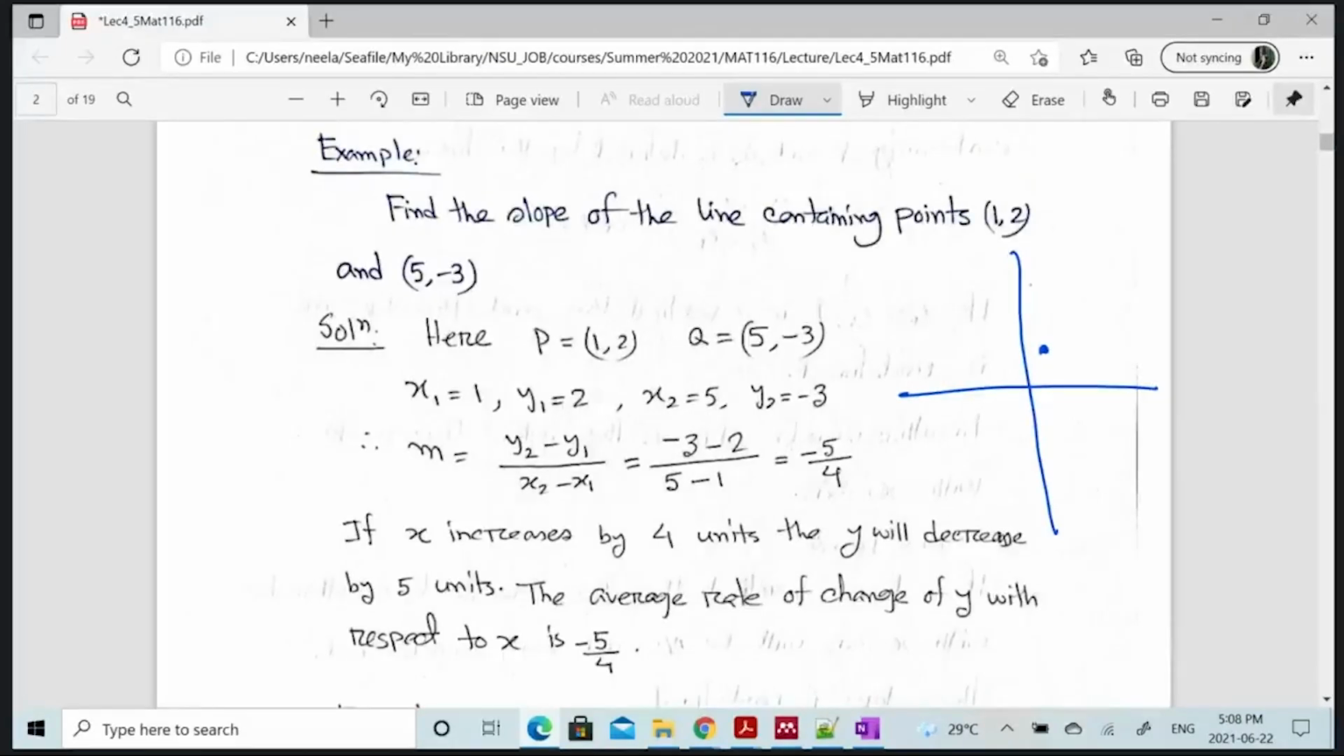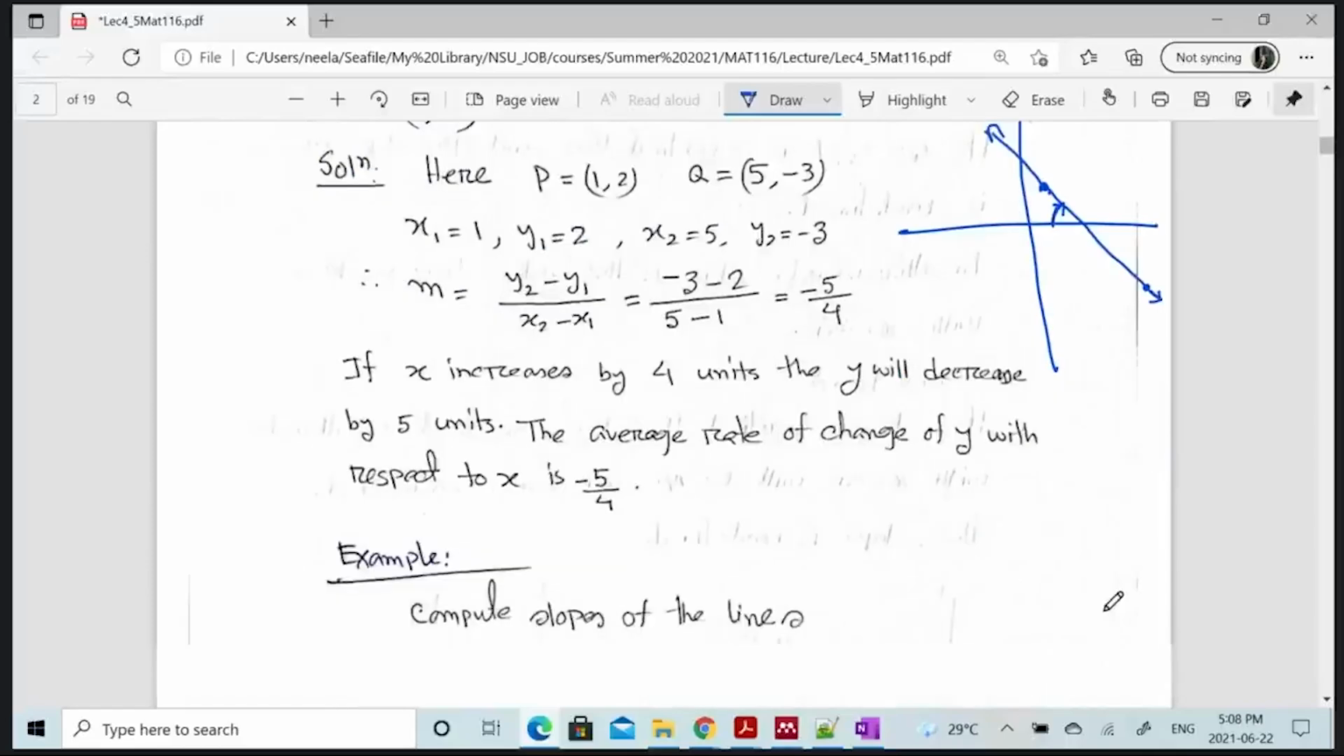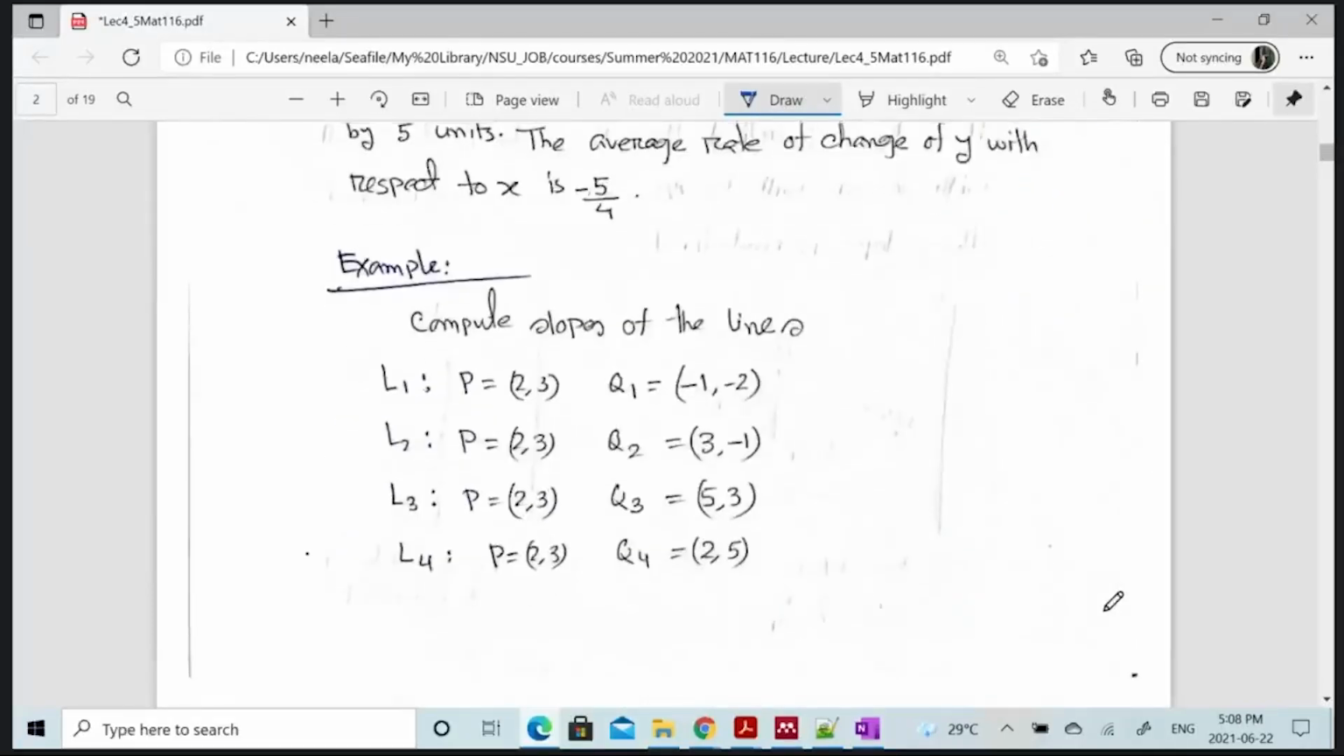Now if I just locate both points here quickly, this is (1, 2) and somewhere here is (5, -3). If I just join them and extend it, can you see the slope is negative? It's going in a clockwise direction. So that's why you can see this line has a negative slope. Is it clear? Yes, ma'am.